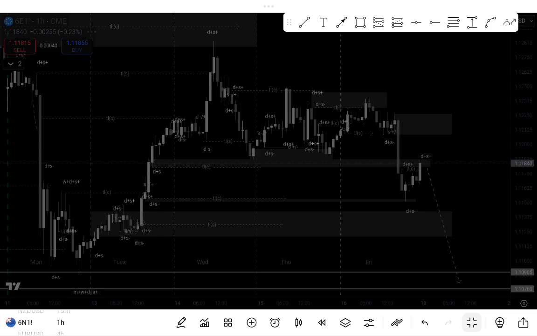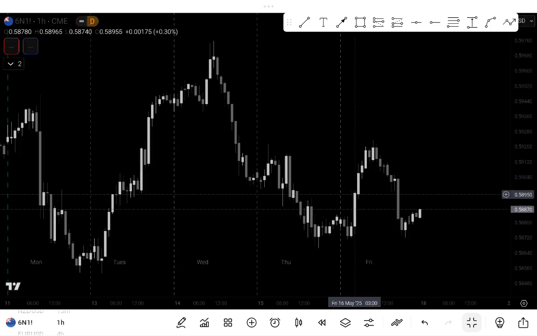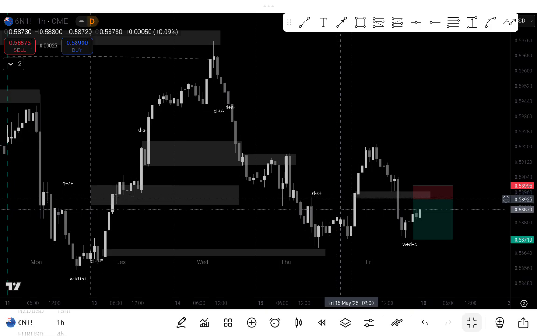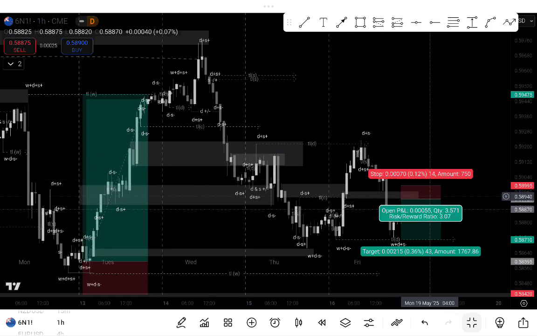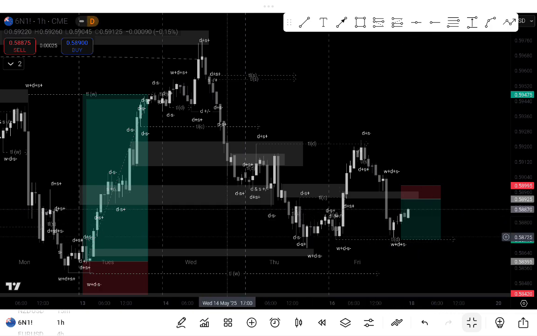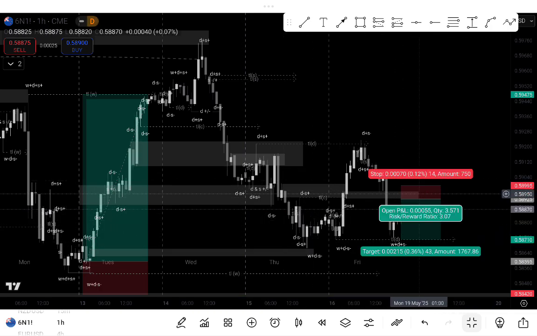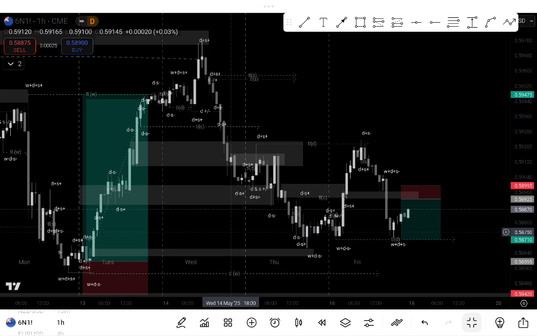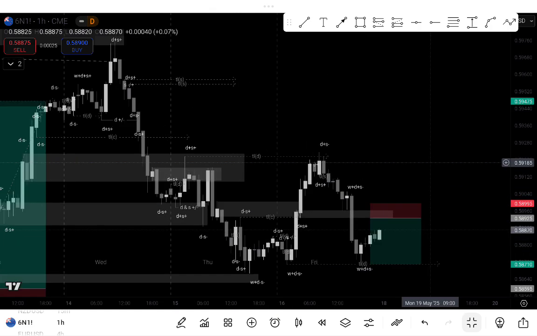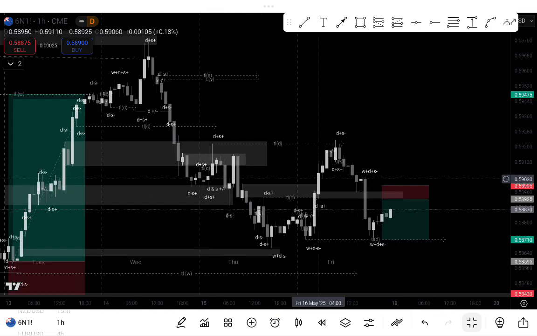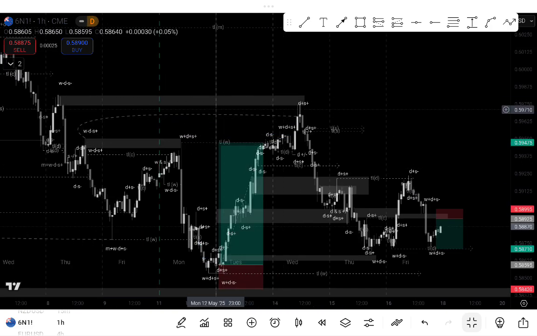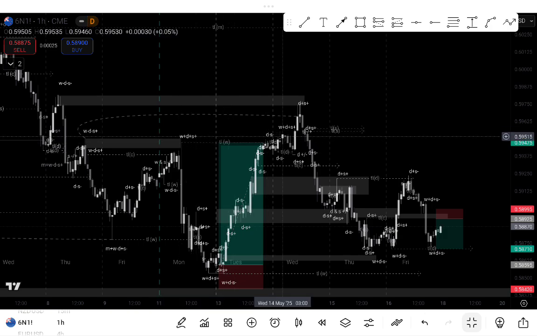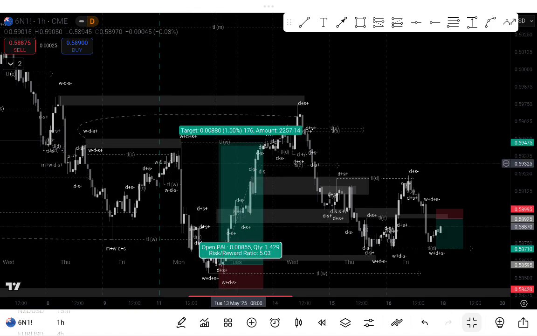NZDUSD, very beautiful pair. I think I marked this one out too. This is the first time I'm checking this pair this weekend. Okay, so this is what I'm seeing on NZDUSD. Price had weekly exhaustion absorption here. This was the first weekly exhaustion absorption, and there was weekly true liquidity here.